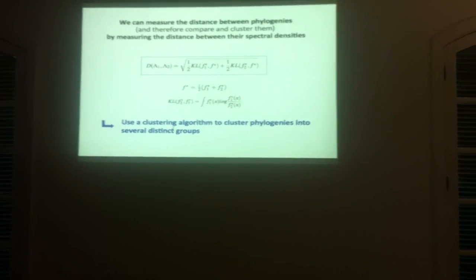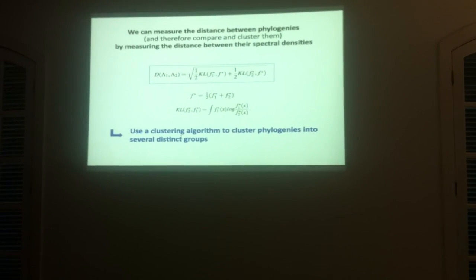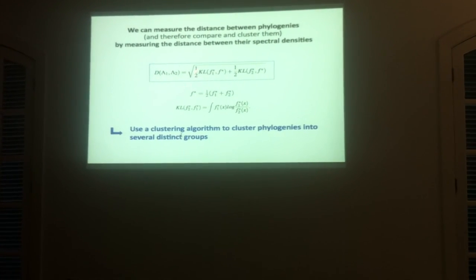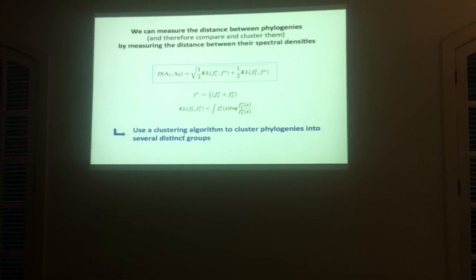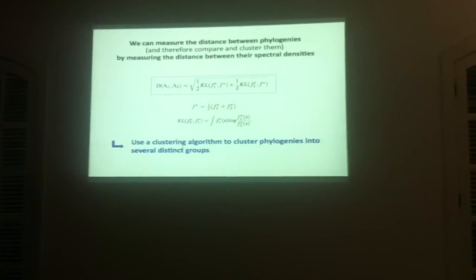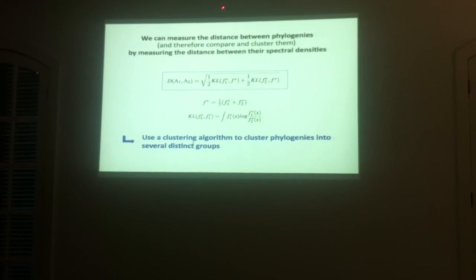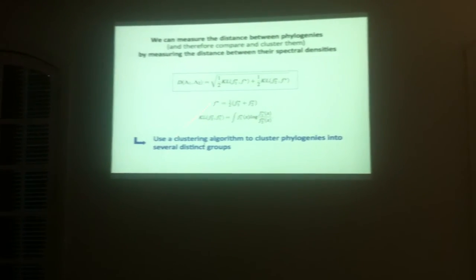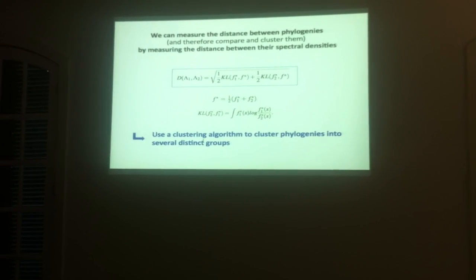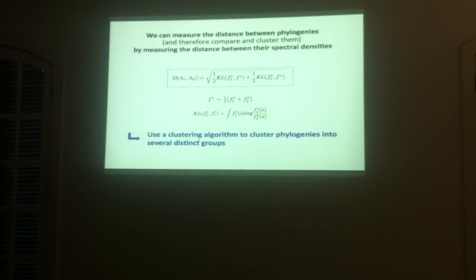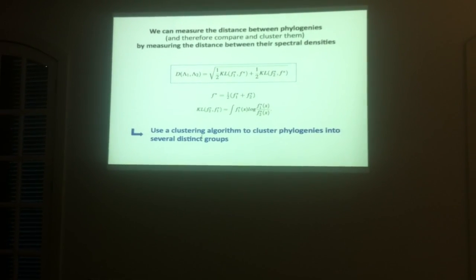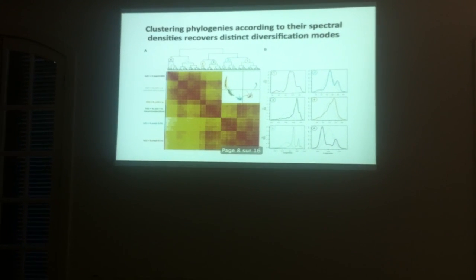nice way to summarize the information presented in a phylogeny, we can use classical measures of distance on distributions to measure the distance between two phylogenies. Here, for example, that would be the Jensen-Shannon distance. It's a classical measure that we can use to measure distance between distributions. And if we can do that, then we can use classical clustering algorithms to cluster phylogenies into several distinct groups, which might give us an idea of how many different distinct ways there are to diversify and how frequently we see that in nature.